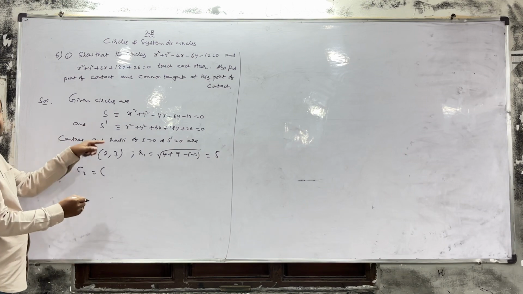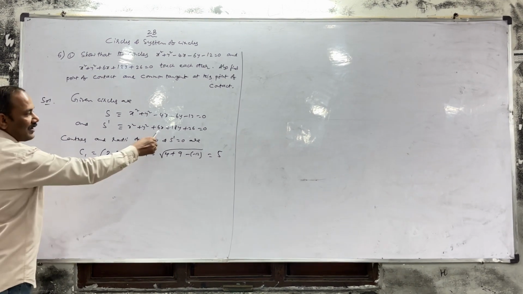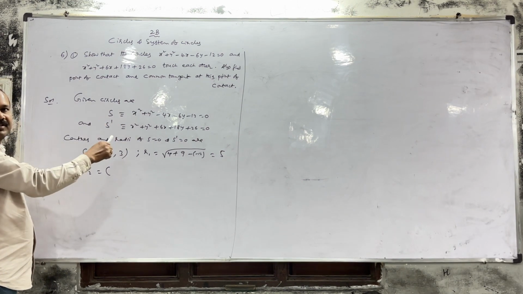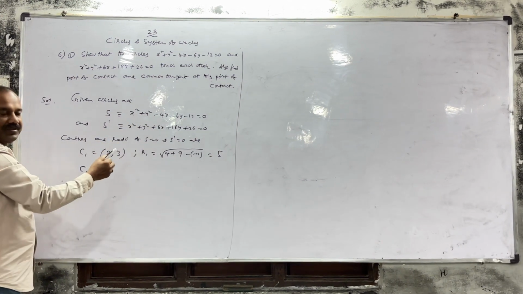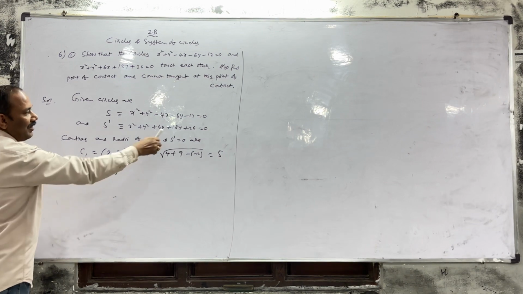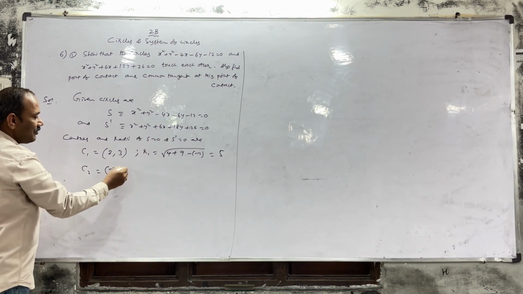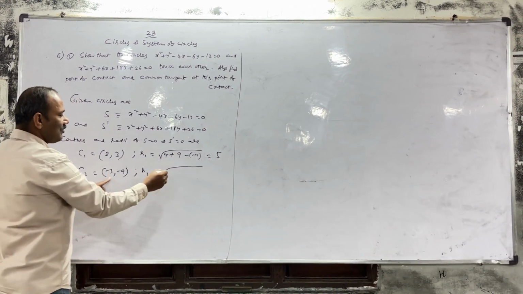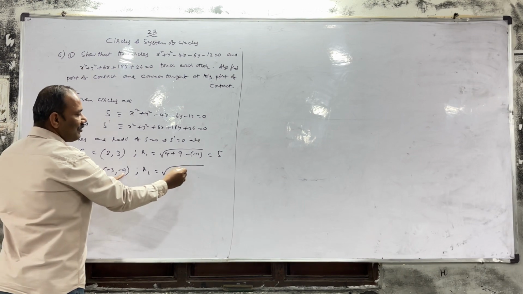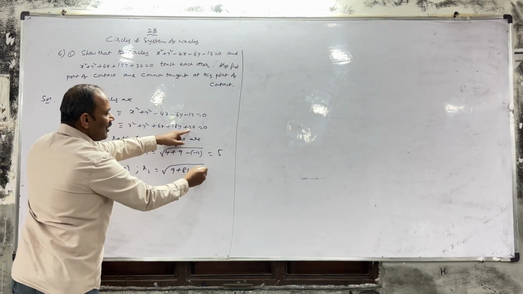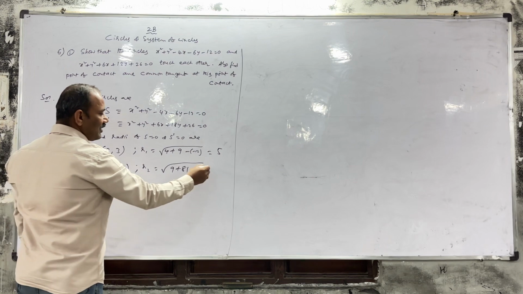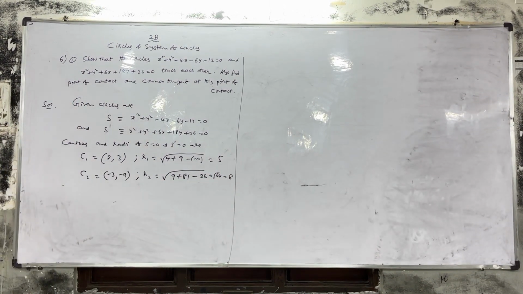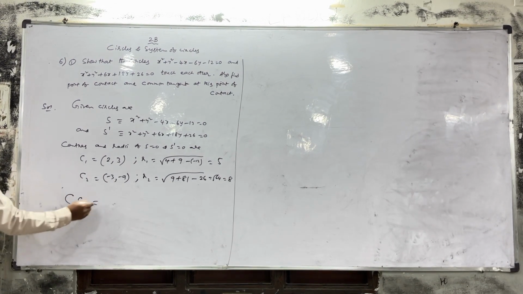Second circle center C2: x coefficient 6, simply x coefficient divided by minus 2, that is minus 3; 18 divided by minus 2, minus 9. Radius of this circle R2 equals root of minus 3 whole square 9, minus 9 whole square 81, minus the constant term 26. So this is root 64, that is 8.